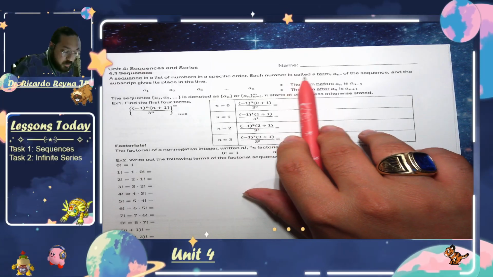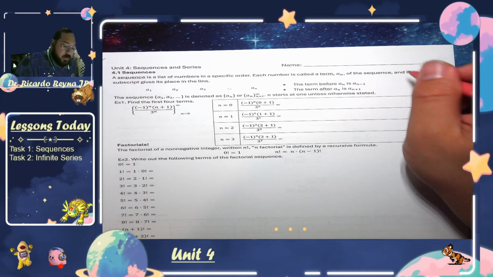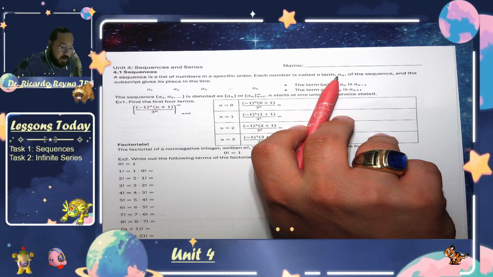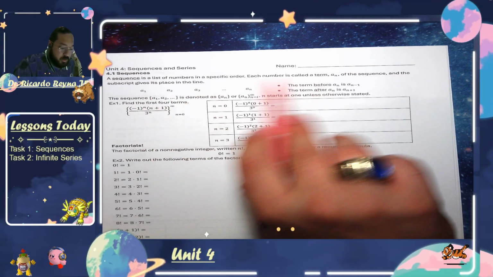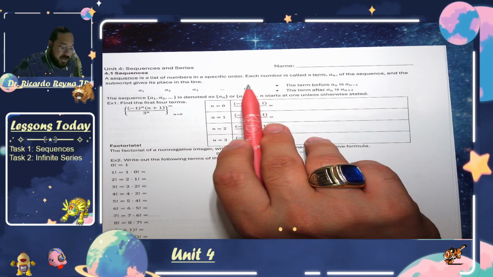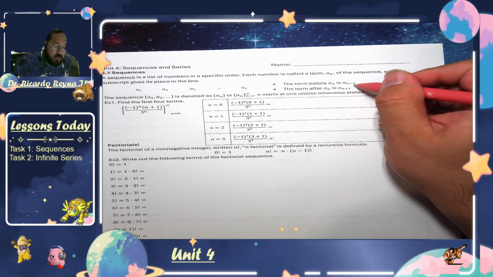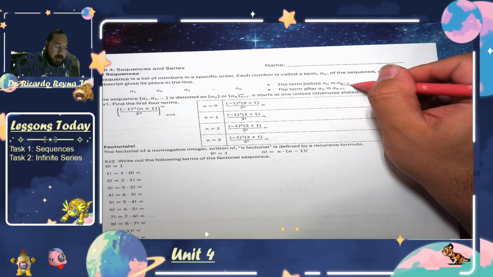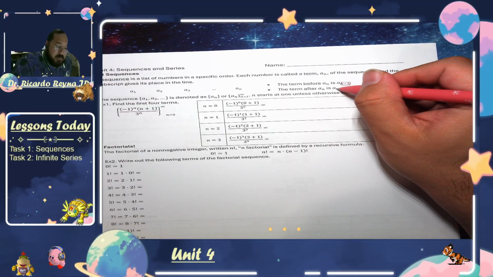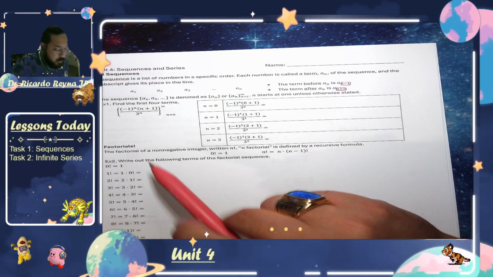Each number is called a term, a_n, of the sequence, and the subscript gives its place in the line. So, for example, a_1, a_2, a_3, and all the way up to a_n. The term before a_n is a_(n-1). Notice how it's in the bottom corner here. The term after a_n is a_(n+1), that bottom corner right there.